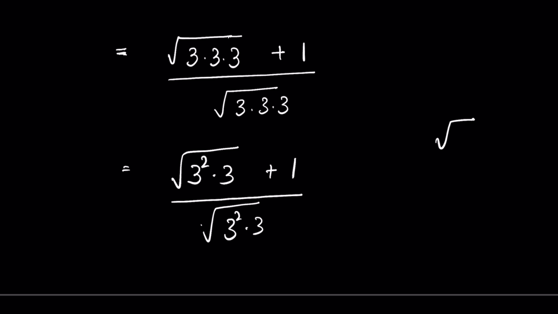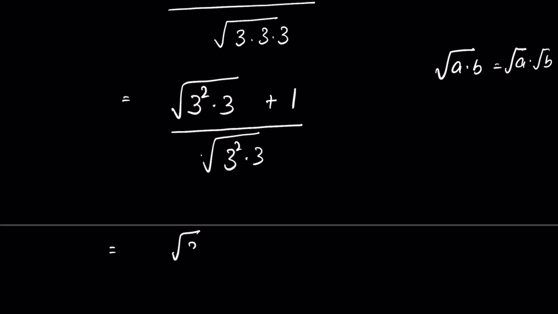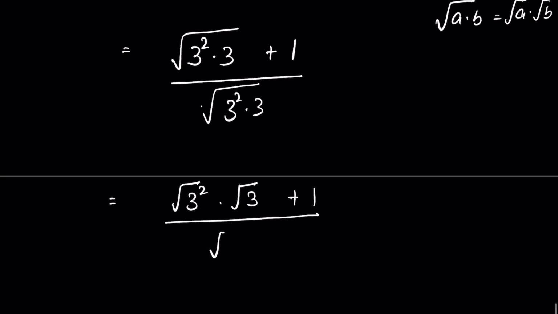Now when a times b is under square root, we can write it as square root of a times square root of b. So this will be square root of 3 square times square root of 3, then plus 1 upon square root of 3 square times square root of 3. Now when a is under square root, it means a is raised to the power 1 upon 2. So when the square root is squared, the exponent is multiplied by 2. So this 2 and this 2 get cancelled. So we can remove the square root with the square.